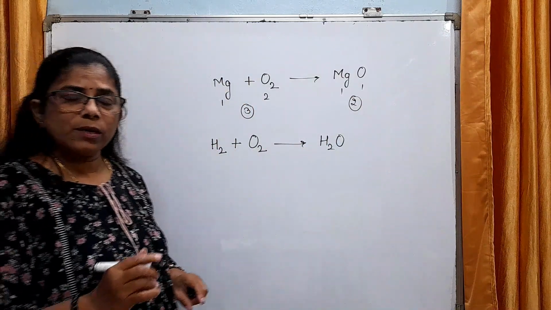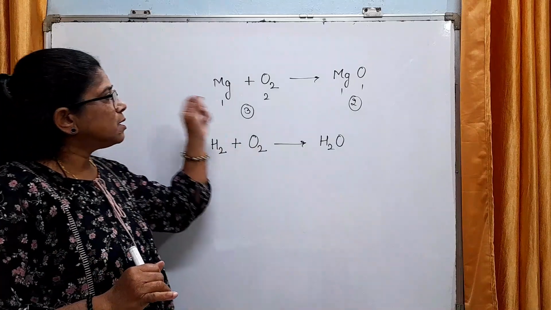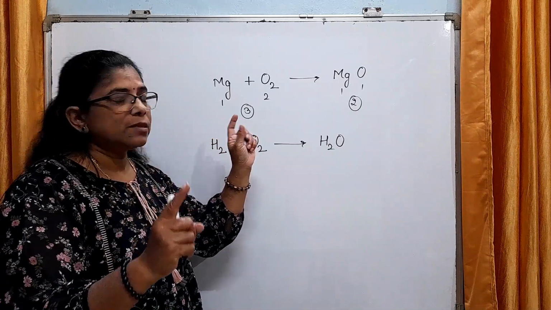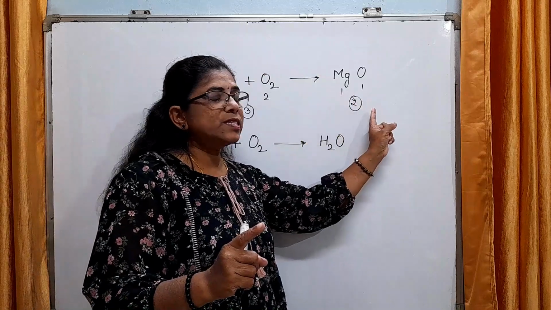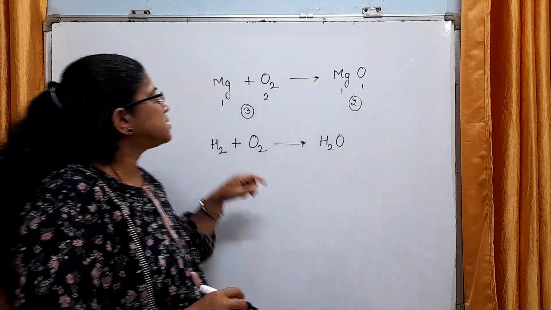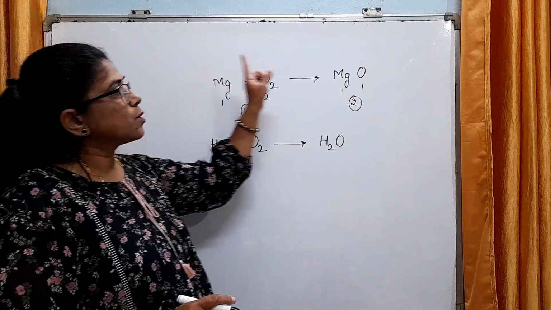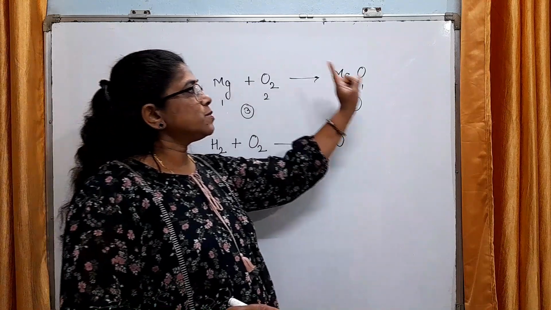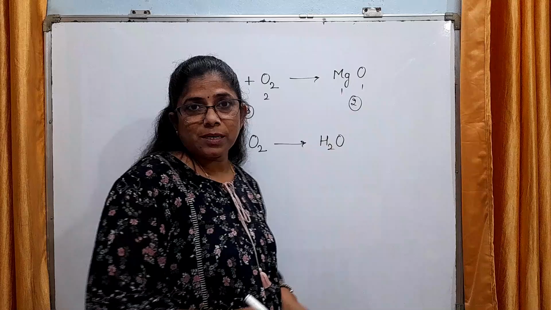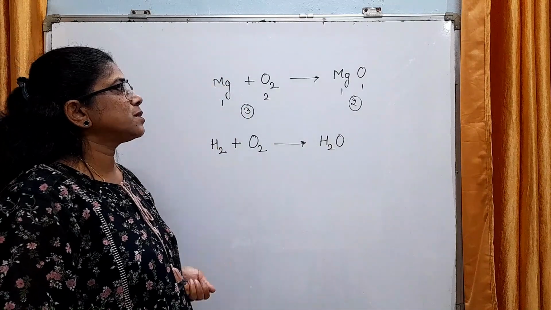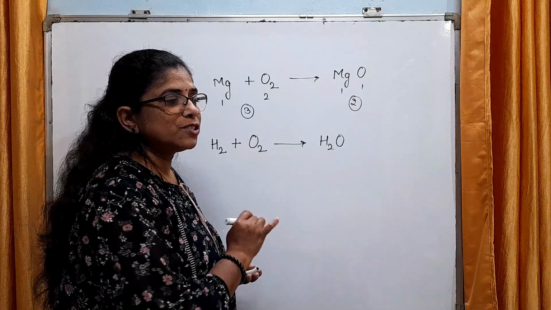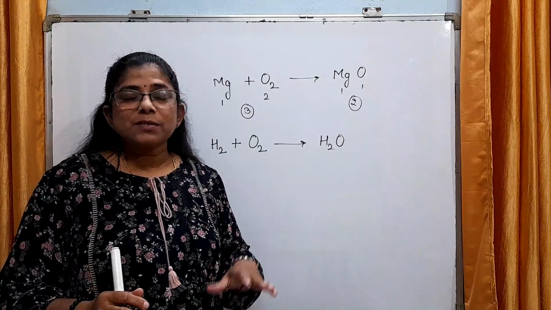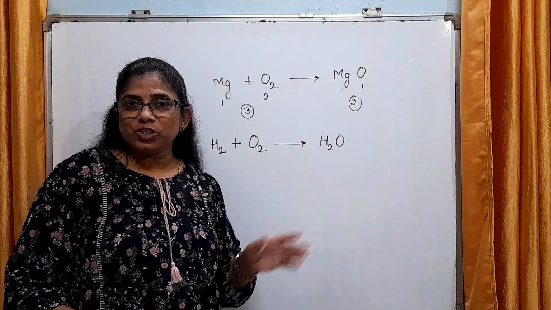In addition to this, the number of atoms of each element should be equal to the number of atoms of the same element on the product side. Means if we have one atom of magnesium here, one is expected on the product side. If here we have 2 atoms of oxygen, 2 atoms of oxygen are expected on the product side. But these 2 reactions are not following this law of conservation of mass. And for that, what we have to do is balance the given chemical equation.